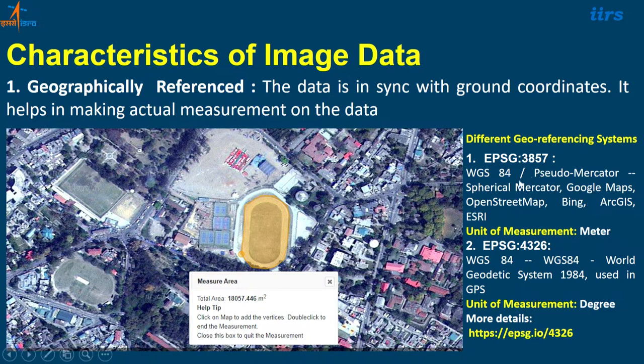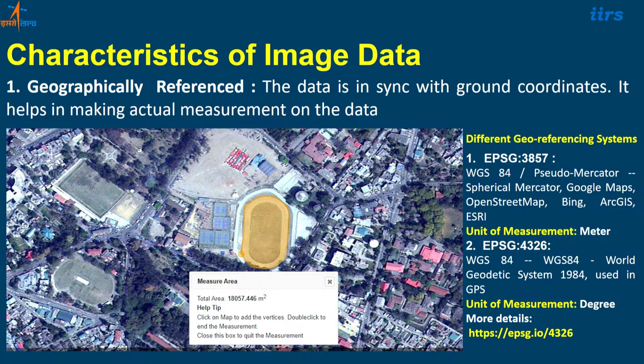One of the ground coordinate systems is pseudo Mercator, or spherical Mercator. We call it pseudo Mercator or spherical Mercator. This is WGS 84, and Google Maps, OpenStreetMap, Bing Maps, ArcGIS, Esri Maps are handling it. They all are under this reference system 3857. Here the unit of measurement is meters, meaning the coordinates are not in degrees and decimals. The coordinates are in meters.